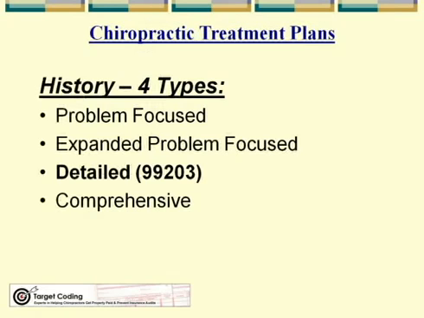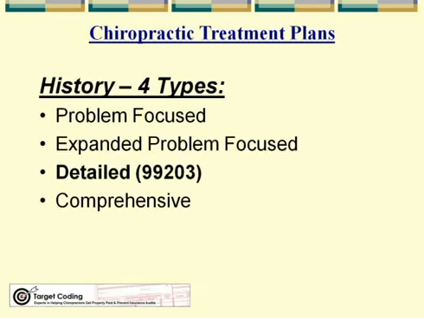There are 4 levels according to the E&M guidelines. There are 4 levels of histories: a problem-focused history, expanded problem-focused history, a detailed history, comprehensive history. Well, 99203, that's a CPT code, 99203. That's the most commonly billed new patient CPT code. There are 5 codes: 99201, 02, 03, 04, and 05.